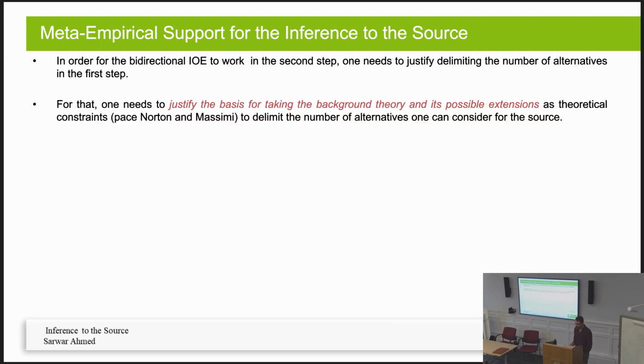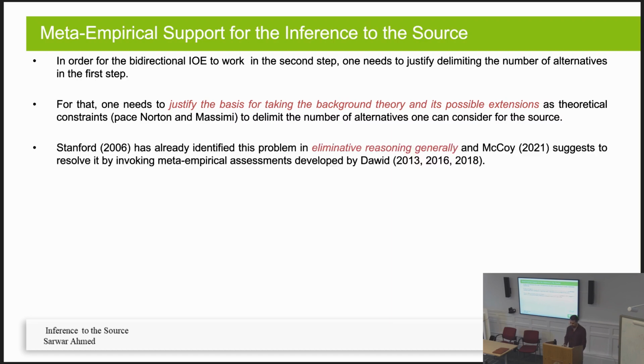For that, one needs to justify the basis for taking the background theory or its possible extensions like PPE as theoretical constraints to delimit the number of alternatives one can consider for the source. And if we go back to Stanford, he has already identified this problem in eliminative reasoning generally. And there's a paper by Casey McCoy. He suggests to resolve this by invoking meta-empirical assessments developed by Dawid.